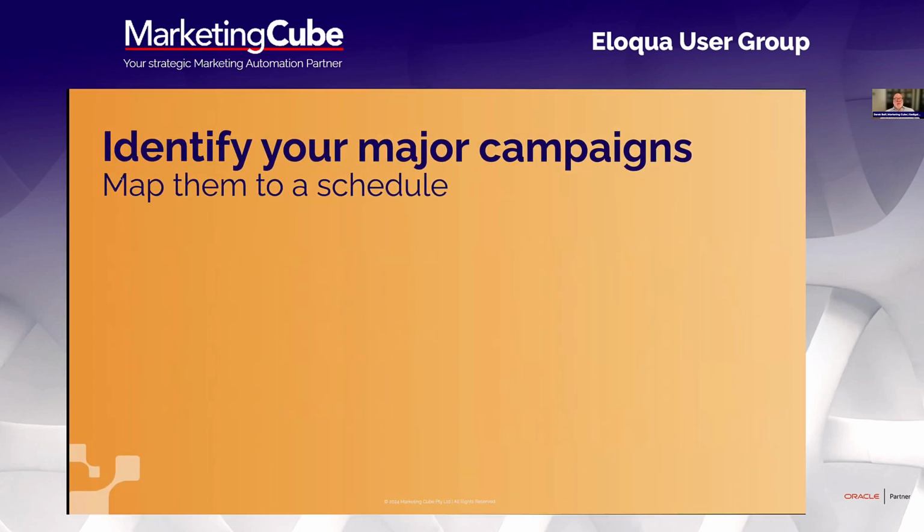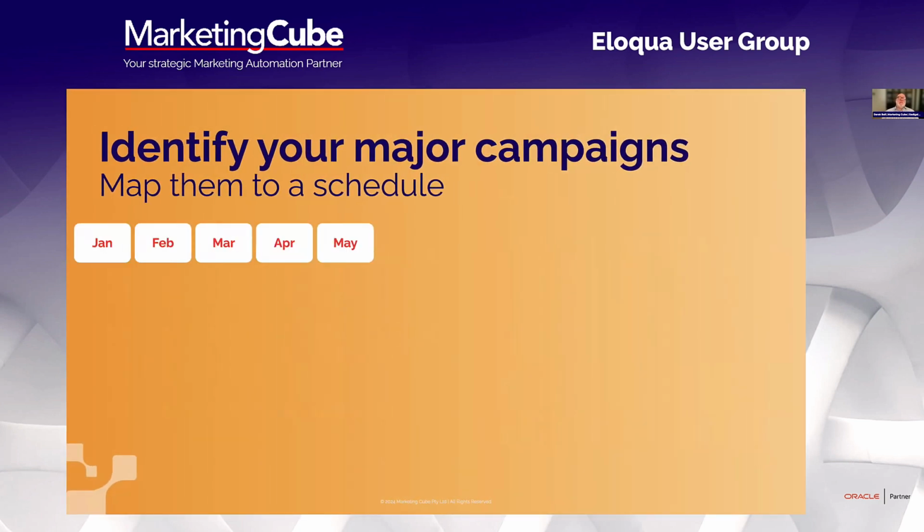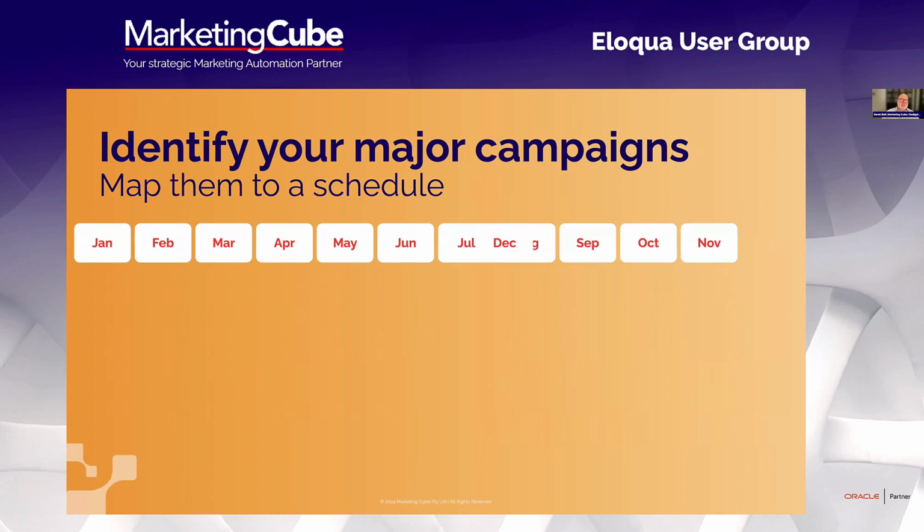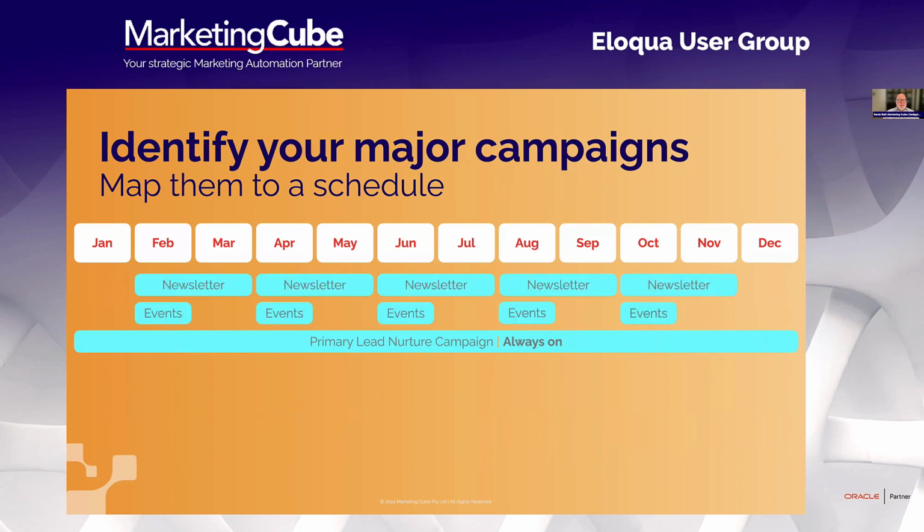So, identifying your major campaigns. I wondered if this was one way of thinking about this concept of streams of communication. This is the first step, and we'll move into a second step in a minute, but I'm sure you probably do this yourself at the start of each year. You look at your calendar. There are some always-on campaigns, and maybe the primary lead nurture campaign is a great candidate for being always on. Then you may start to map out newsletters, and maybe your newsletters go out on a bi-monthly basis.